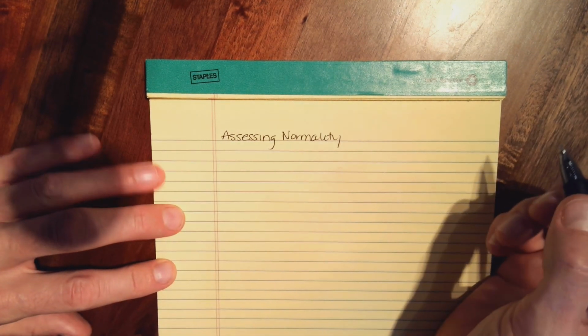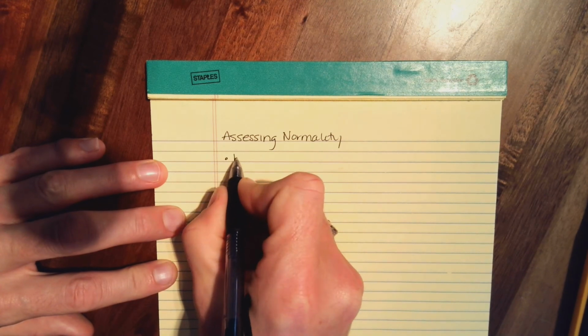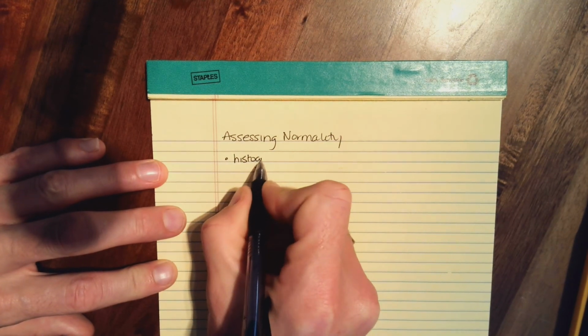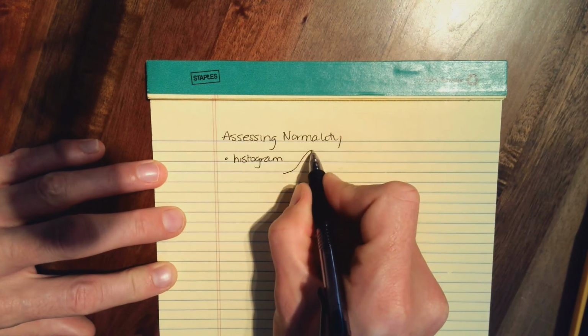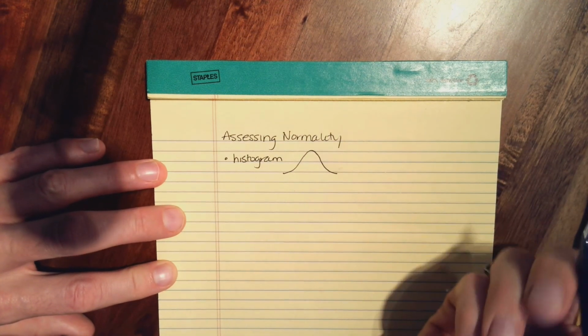Hello, in this video I'm going to talk about some strategies for assessing normality. So let's say that we have some raw data and we want to know if the data is normally distributed. Of course, one way that you can do this is to construct a histogram and then look to see if the shape is roughly bell-shaped.